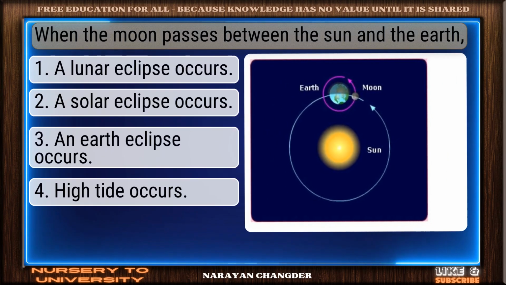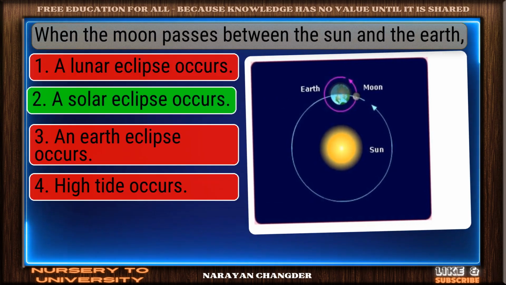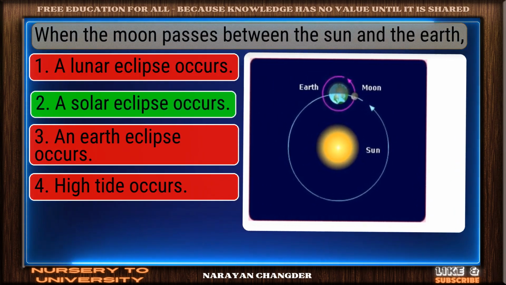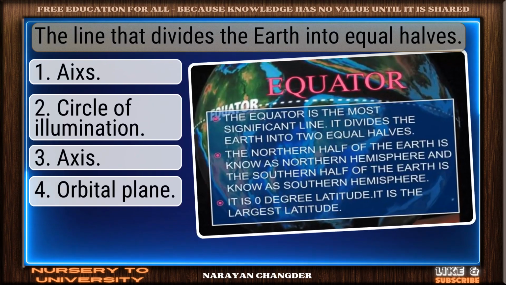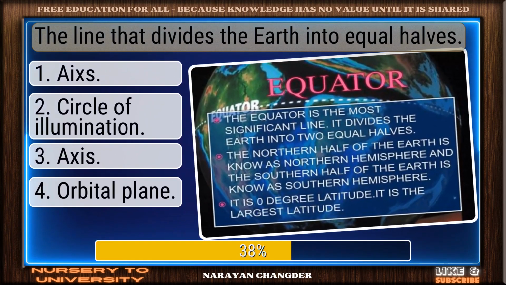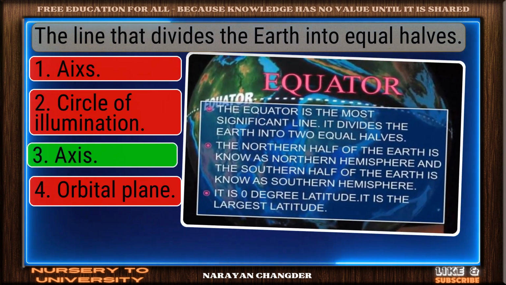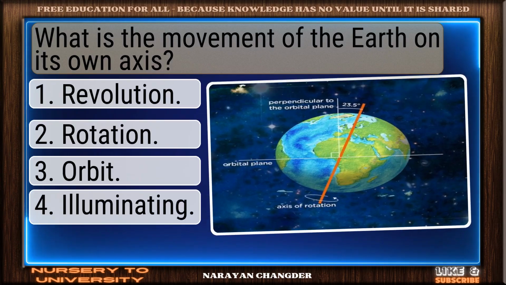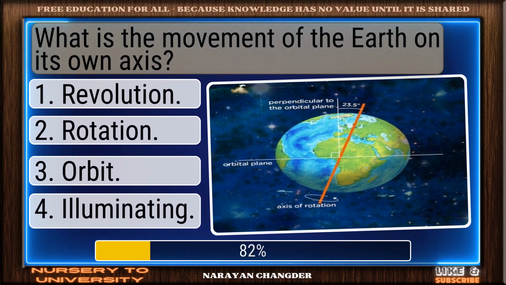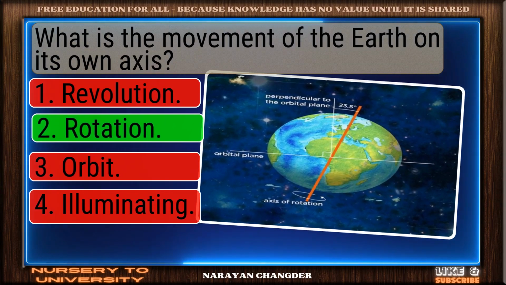When the moon passes between the sun and the Earth. Solid response. A solar eclipse occurs is a valid choice. The line that divides the Earth into equal halves. Great thinking. Axis is the right choice. What is the movement of the Earth on its own axis? Well reasoned. Rotation is the correct choice.